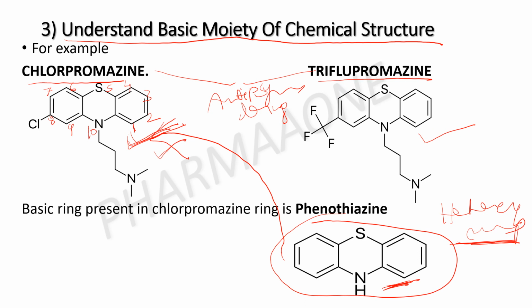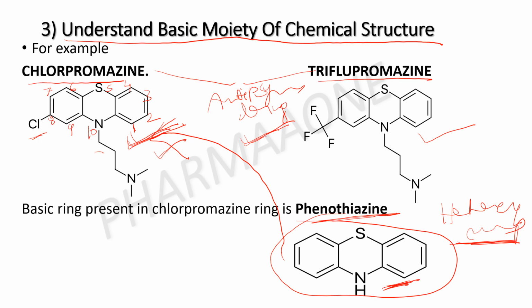After understanding the basic moiety, now you have to remember the attachments. How to remember these attachments? Just remember, you can see both structures are almost the same. I will tell you one more thing. When you are studying any class of drugs, if you take the example of antipsychotic drugs, in almost all antipsychotic drugs the basic moiety is phenothiazine. Almost all drugs are from phenothiazine rings. Just remember the phenothiazine.